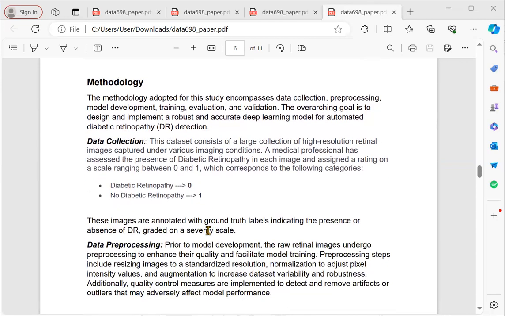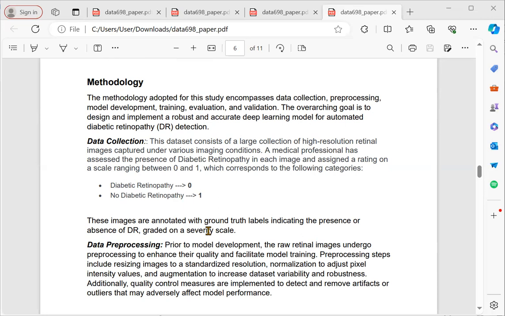The methodology adopted for this study encompasses data collection, pre-processing, model development, training, evaluation, and validation. The overarching goal is to design and implement a robust and accurate deep learning model for automated diabetic retinopathy detection. The dataset consists of a large collection of high resolution retinal images captured under various imaging conditions.